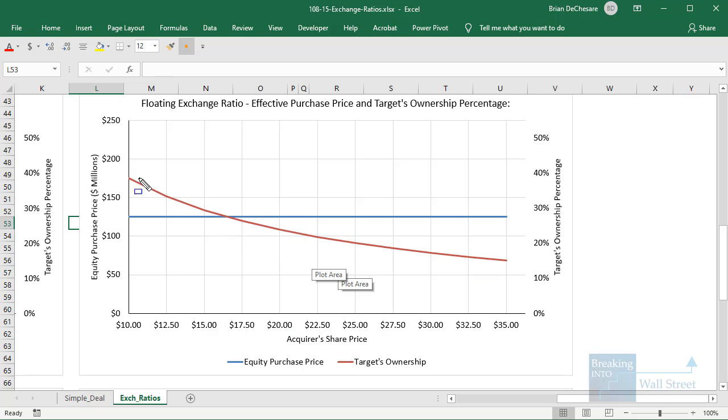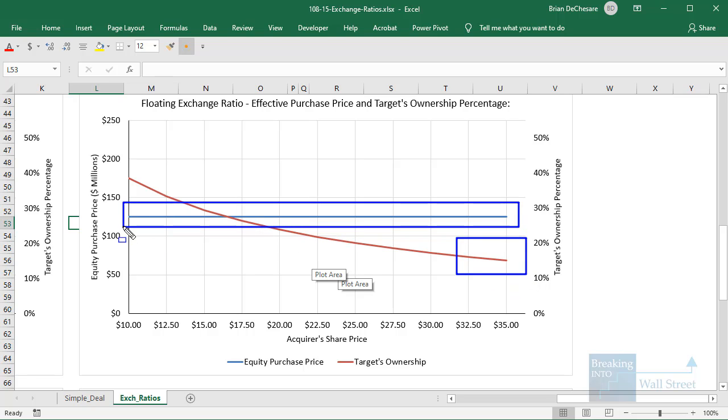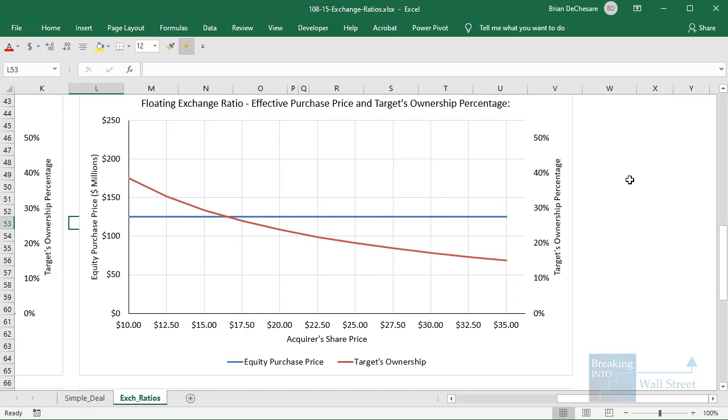As the acquirer's share price goes lower, the seller gets more of the combined company. As the acquirer's share price goes up, the seller gets less of the combined company, but the equity purchase price, the blue line, always stays the same.